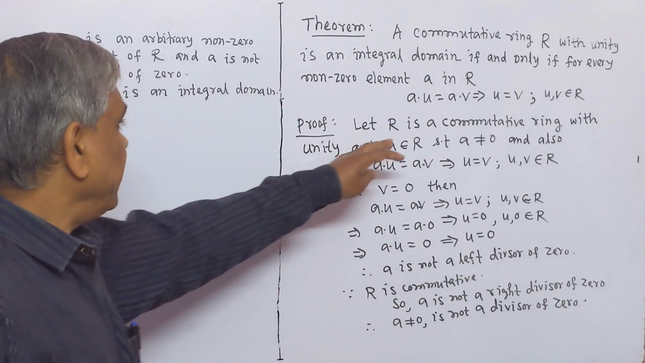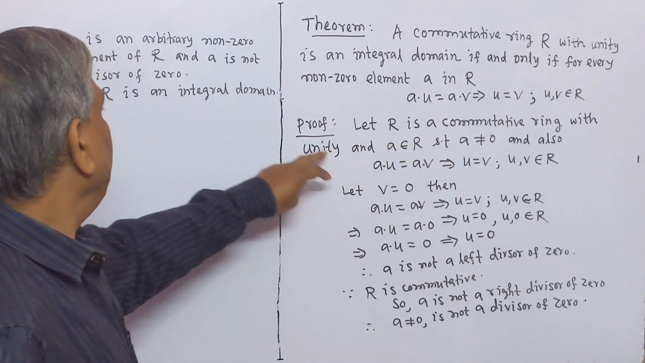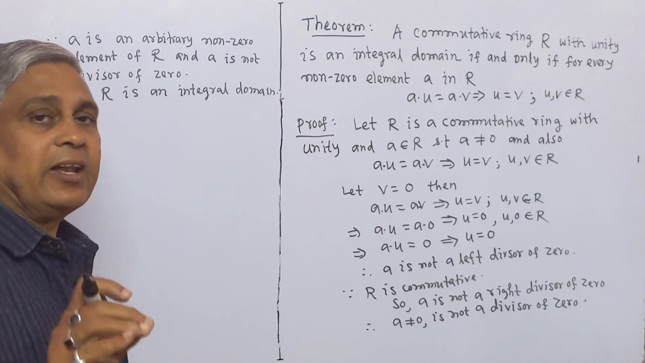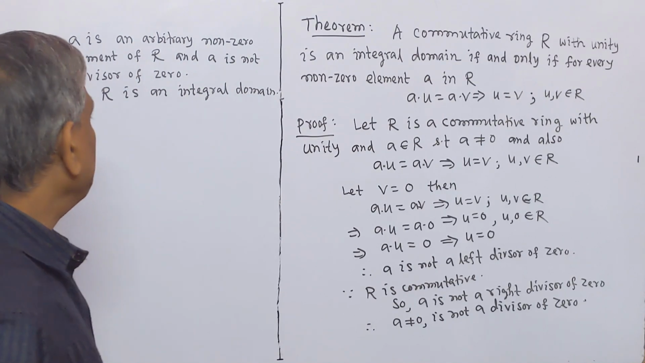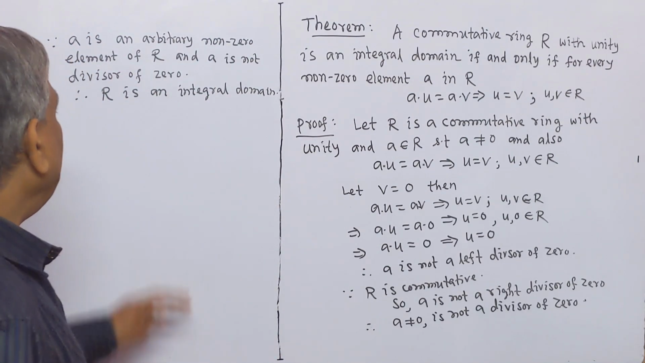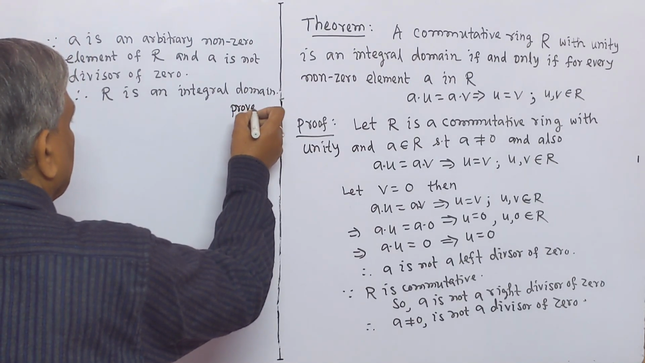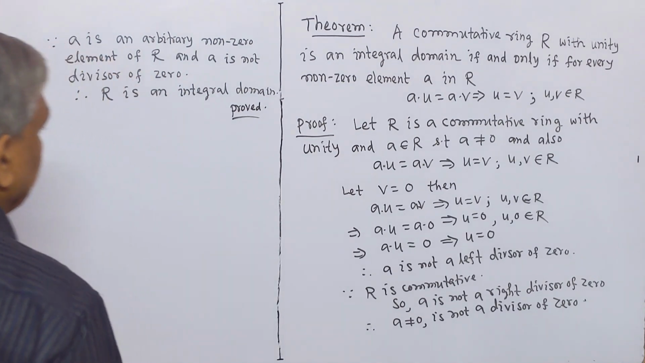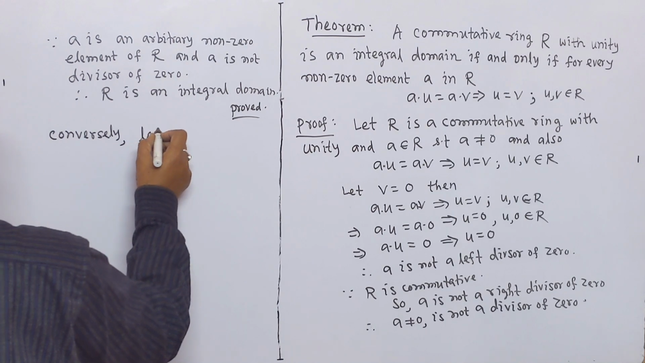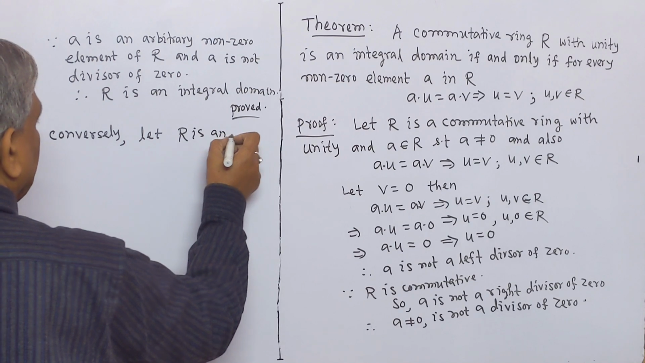Since already given that R is commutative with unity, and here we get R does not contain divisor of 0, that means R is without divisor of 0, means R contains no divisor of 0, therefore R is an integral domain. Proved. This is the necessary part. Conversely, let R be an integral domain.